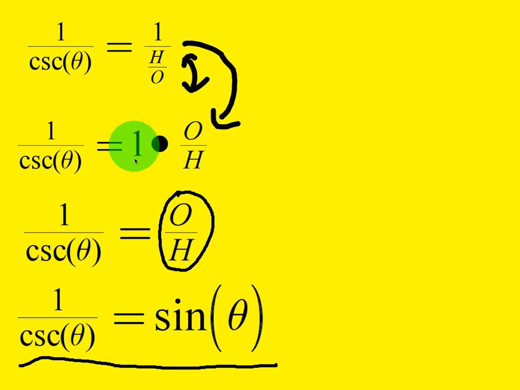Okay, so next we have 1 times o over h. So how do we simplify that? Well, 1 times o is just o, right? So now we have o over h. Now let's remember, what do o and h stand for? O represents opposite, h represents hypotenuse. Well, if you recall, what is opposite over hypotenuse?